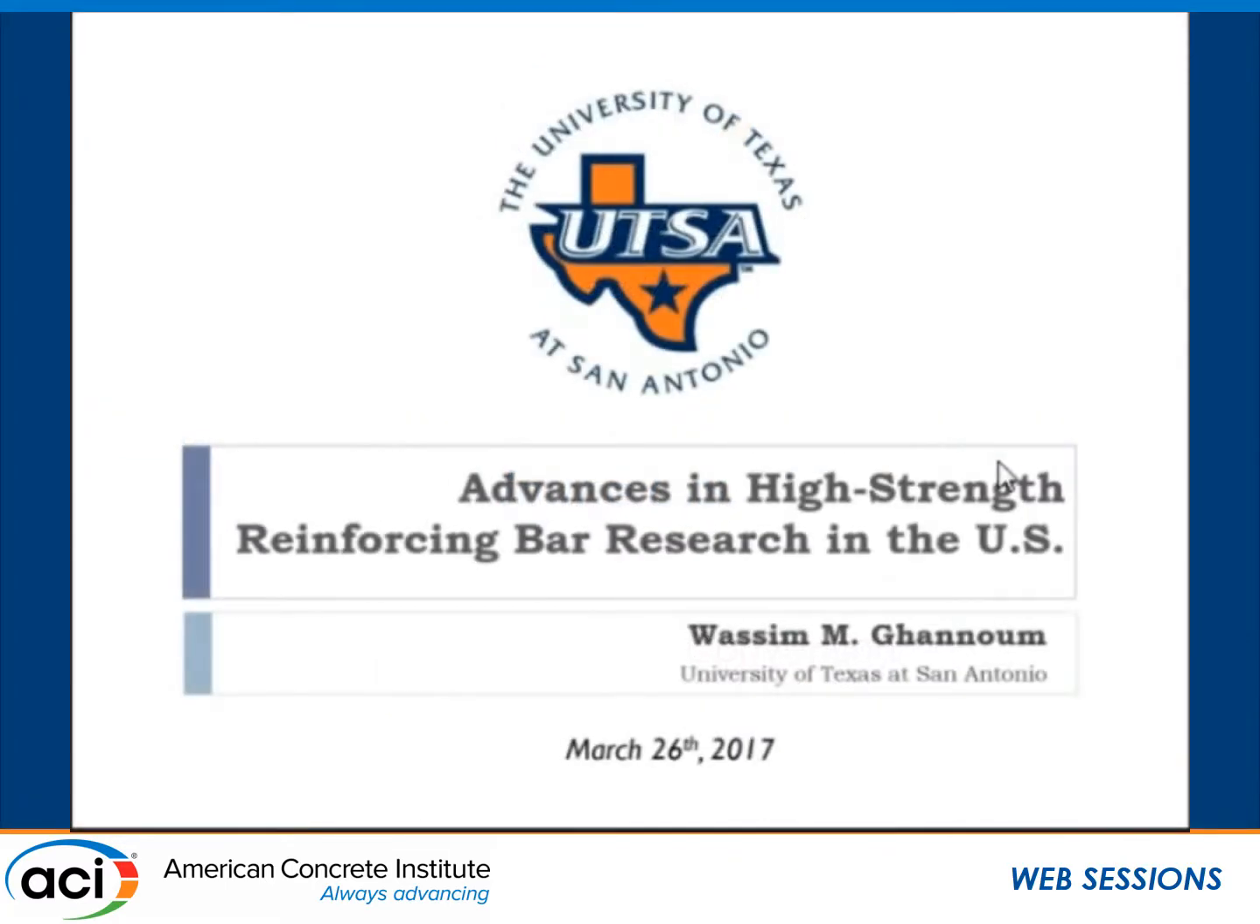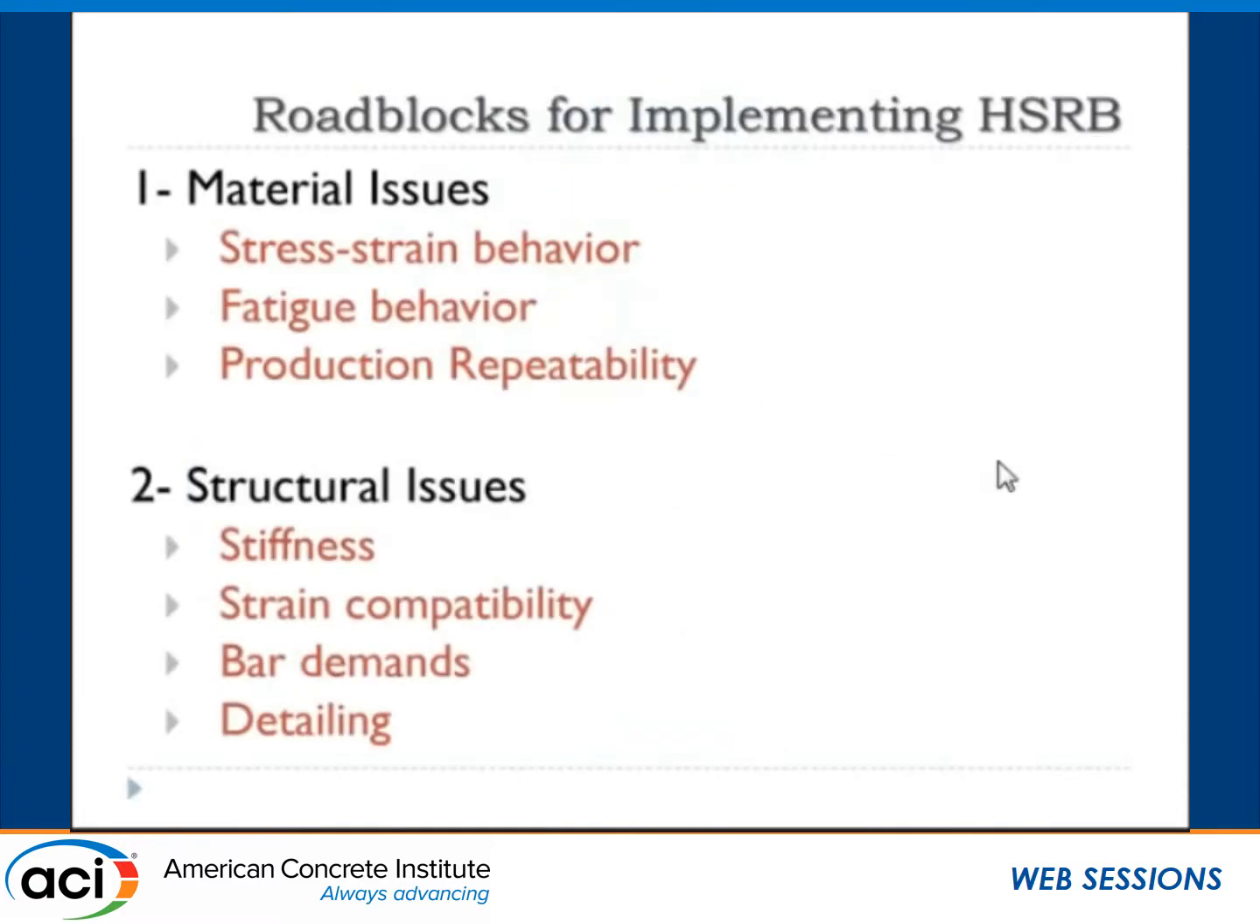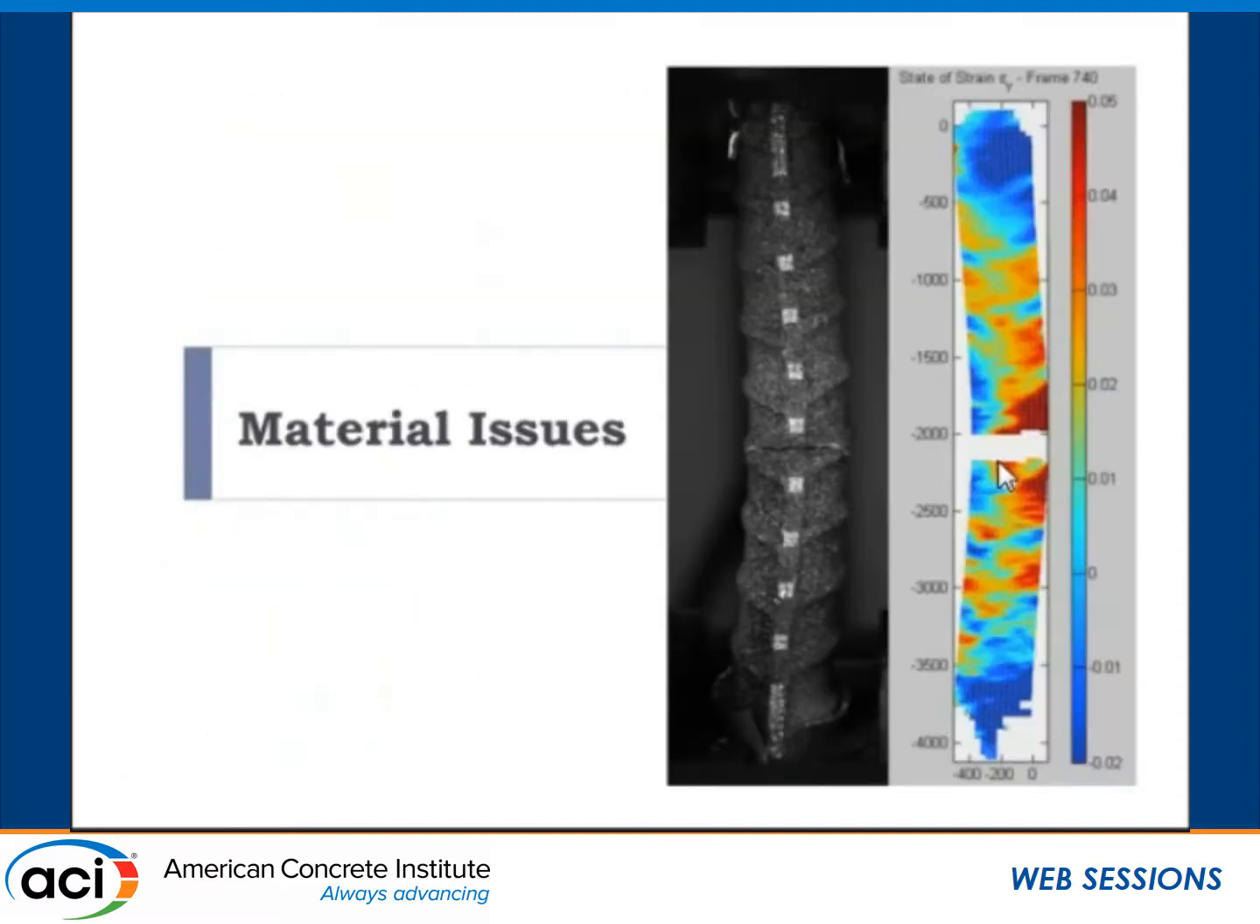What is the research, why we're looking at it, what are the problems we're investigating, kind of where we're going with it. So, to get started, a little bit about the roadblocks for implementing high-strength reinforcing bars currently. We have some material issues, Jacob touched on some of them. We have stress-strain behavior, we have fatigue behavior, we have production repeatability issues. We also have a lot of structural issues: stiffness, strength compatibility, bar demands, detailing, and such. I'll give you a little overview of each, just to give us a flavor of what we're talking about, starting with some material issues.